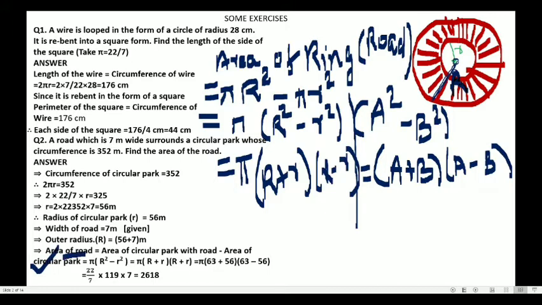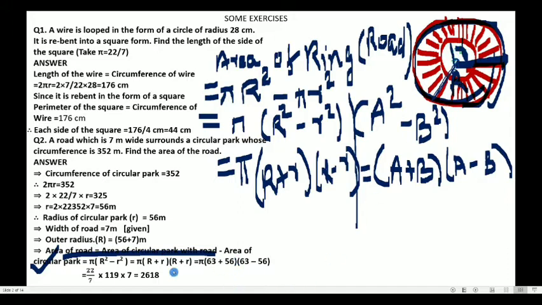Okay, area of the road is the area of the circular park with the road. With the road means this is a circular park or the surrounding area, and from center to the outer one, this is the capital R. This is the capital radius for the outer circle, and minus area of the circular park, which is the inner portion. This is the circular park, inner circle. This has the radius small r. So this is what I have written here.